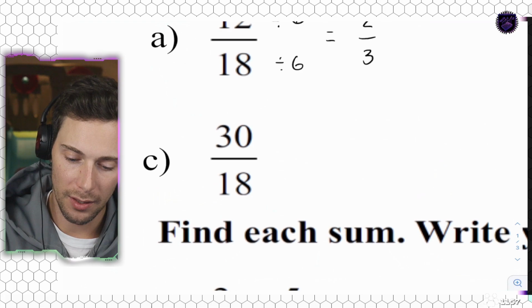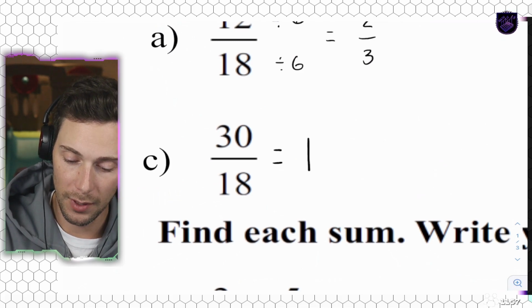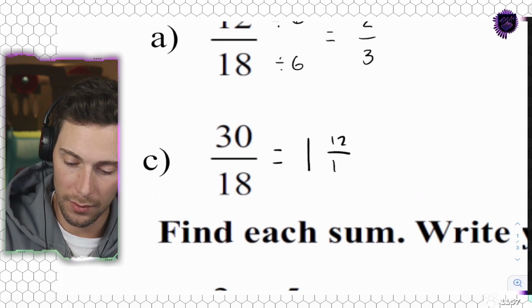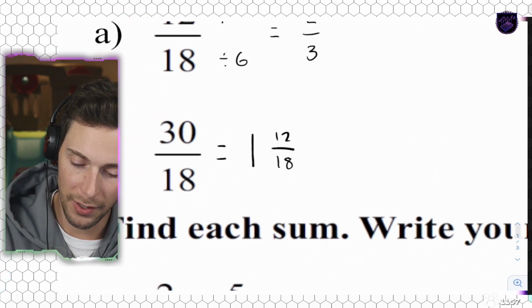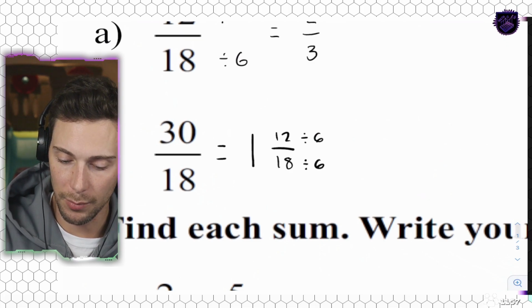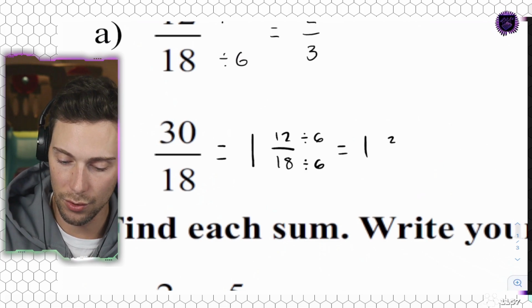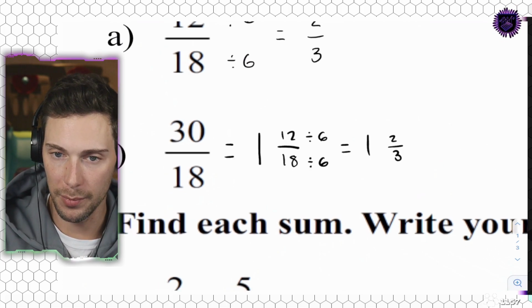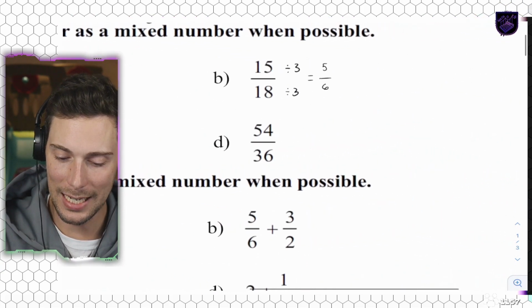So the equivalent mixed fraction is going to be, there'll be one group of 18 in 30, and there'll be a remainder of 12. So 1 and 12/18. We can simplify this, dividing both top and bottom by 6, which is going to leave us with 1 and 2/3. That will be our answer, 1 and 2/3. Question 1D.